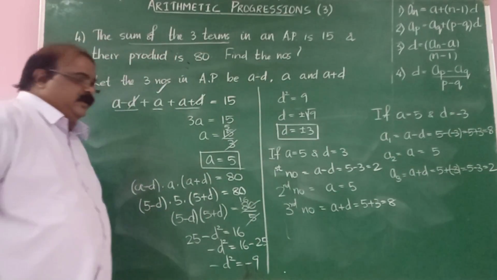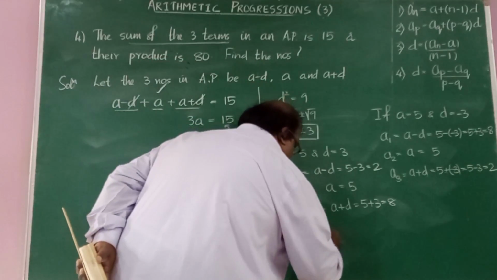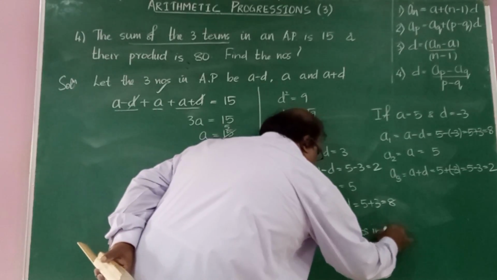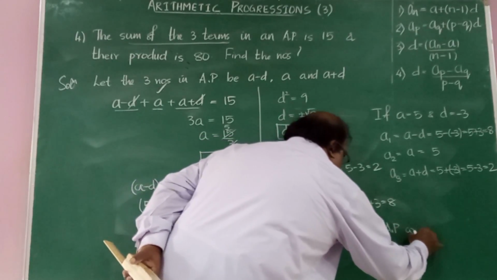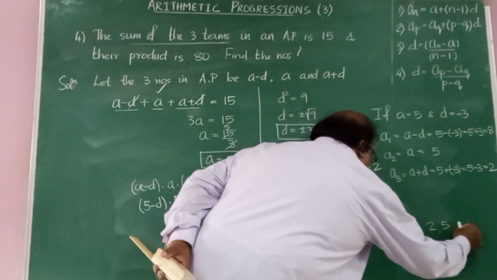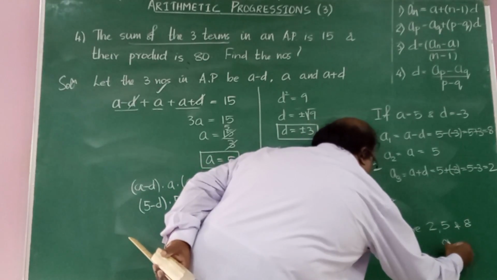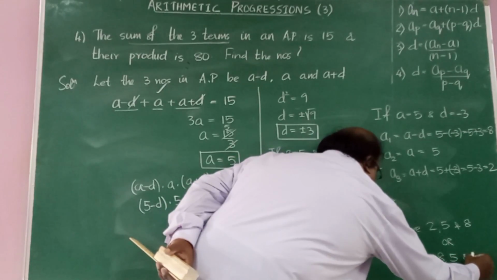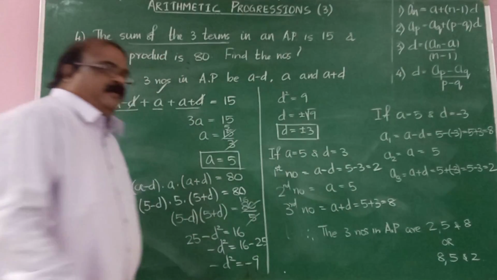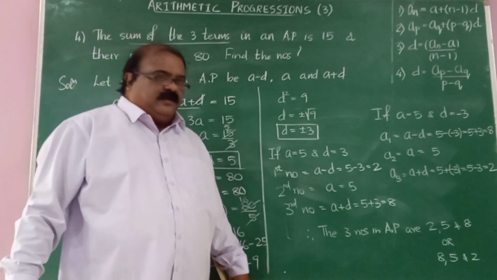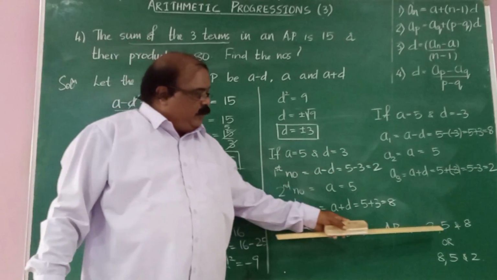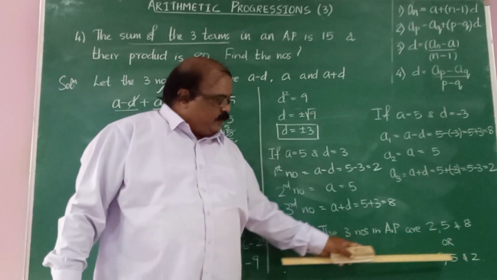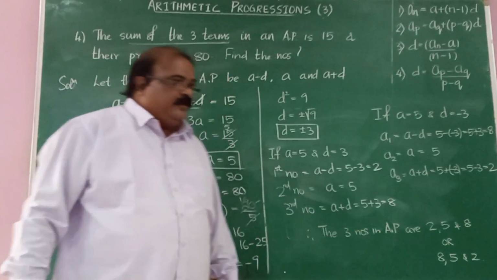So I have got two answers. So finally, we conclude, therefore, the three numbers in AP are 2, 5 and 8, or it can be 8, 5 and 2. Check. 2 plus 5 plus 8 is 15. 2 into 5 into 8 is 80. 8 plus 5 plus 2, 15. 8 into 5 into 2, 80.